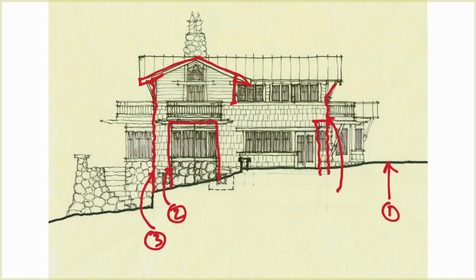Then when things go further away, like that deck there, that's much further away. This rock set of steps, that's further away. It's less important. This elevation there, that's further away. So it's less thick in its line weights.